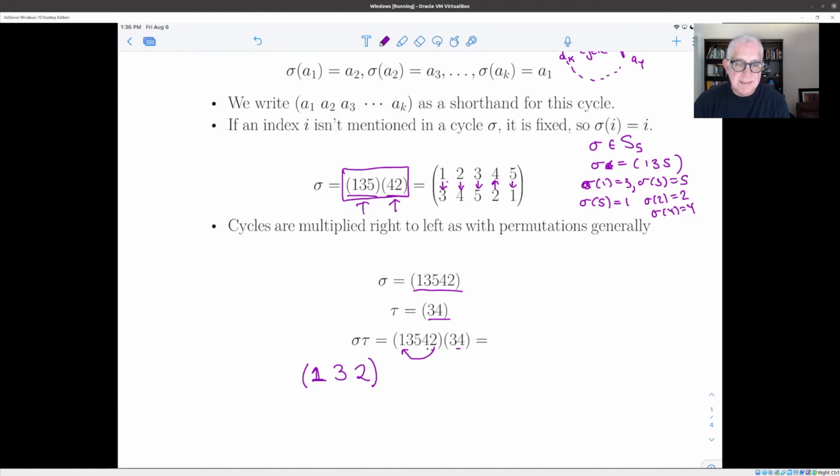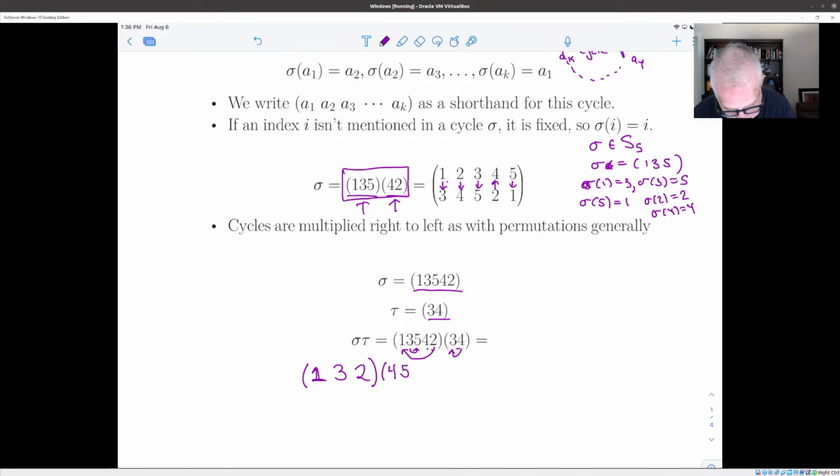But we're not done, because that's told us where 1, 2, and 3 go, but what about 4 and 5? Well, let's start with 4. The second permutation, the rightmost permutation, sends 4 to 3. And then the first permutation sends 3 to 5. So the combination of 4 going to 3 going to 5 is 4 goes to 5.